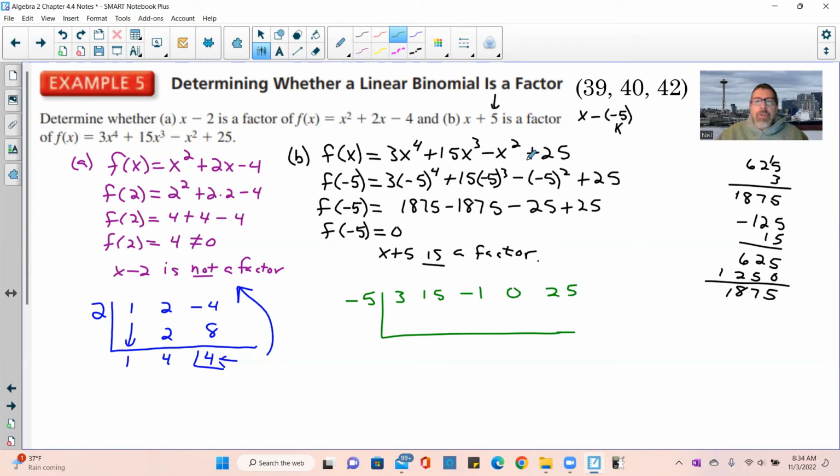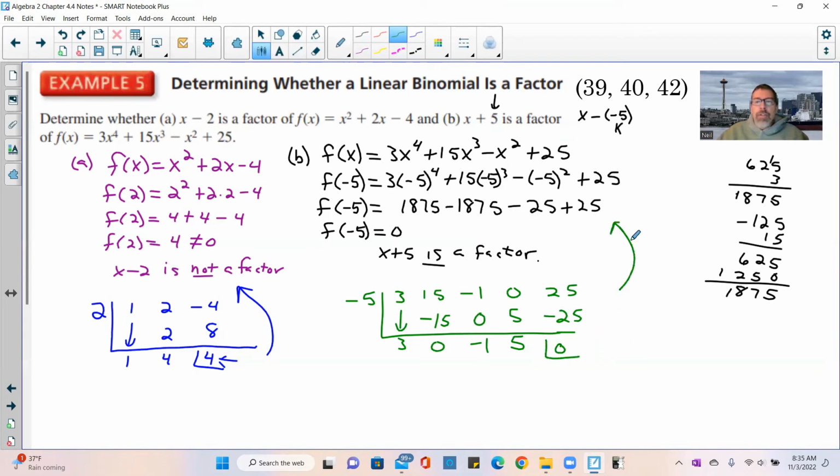Don't forget that 0 because there's no x to the first power. 4, 3, 2, 0. You have to put a 1 in. Bring down your first term. Negative 5 times 3 is negative 15. 15 plus a negative 15 is 0. Negative 5 times 0 is 0. Negative 1 plus 0 is negative 1. Negative 5 times negative 1 is 5. Negative times negative is positive. Bring that down, 5. Negative 5 times 5 is negative 25. Add them and you get 0.